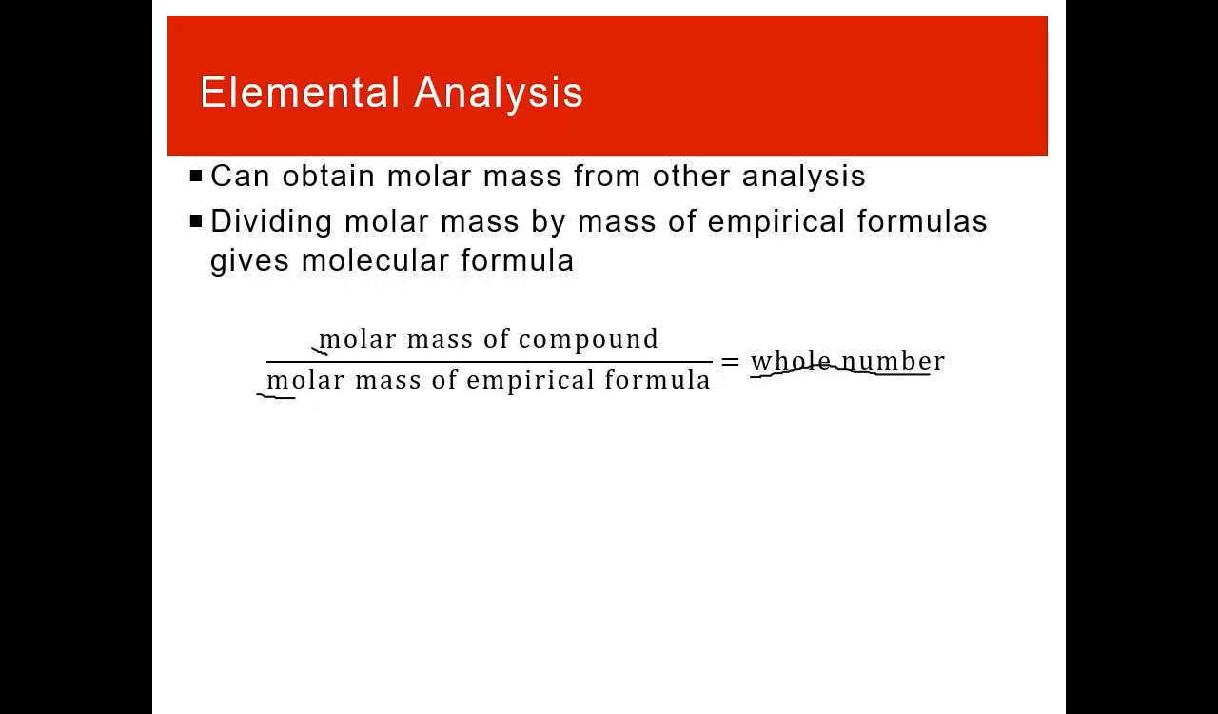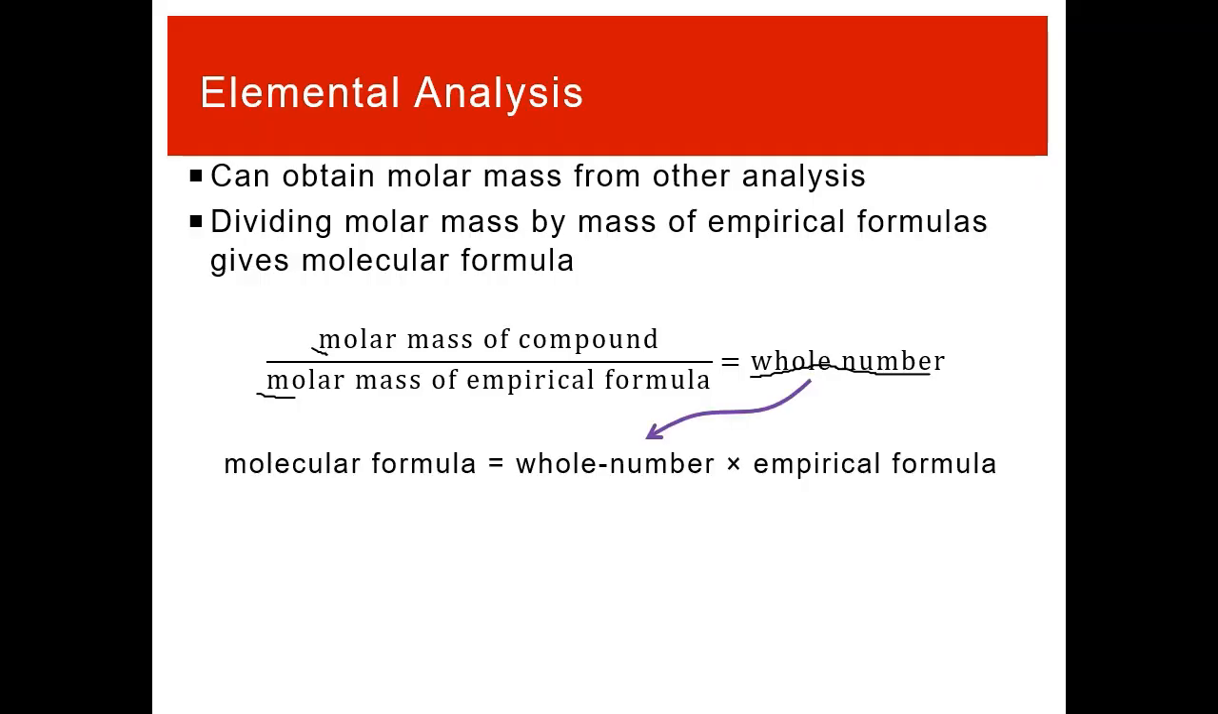The reason why you expect it to be a whole number is because when you simplified the molecular formula into the empirical formula, you divided a whole number out from all of the subscripts. You're trying to get that whole number back. That whole number can then multiply by all the subscripts in the empirical formula to get you back your molecular formula. So let's see this in action. Let's take a look at an example.